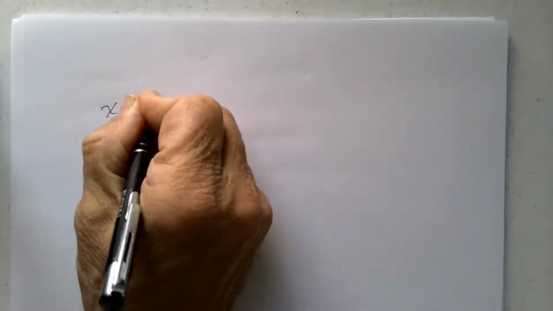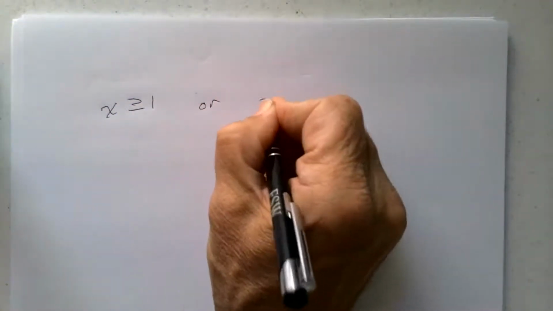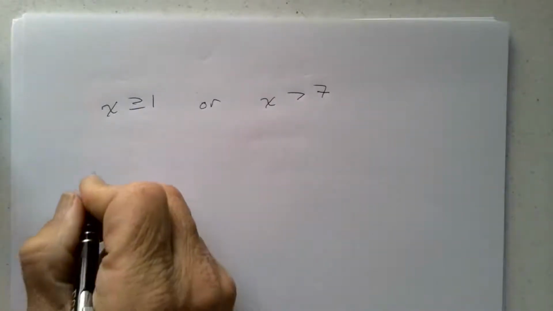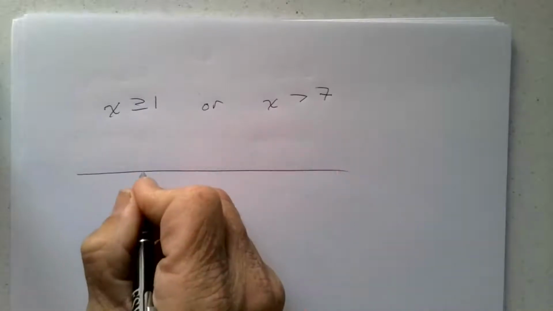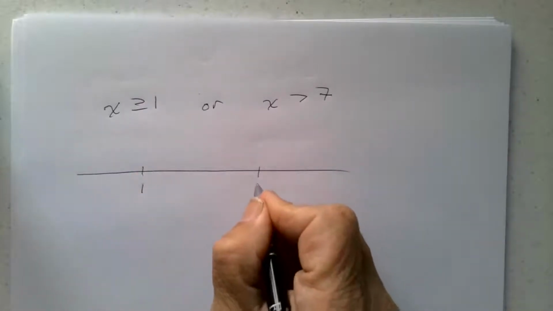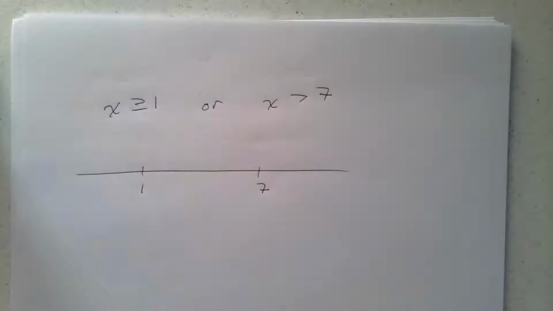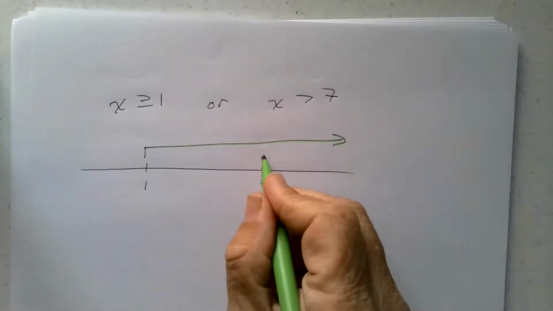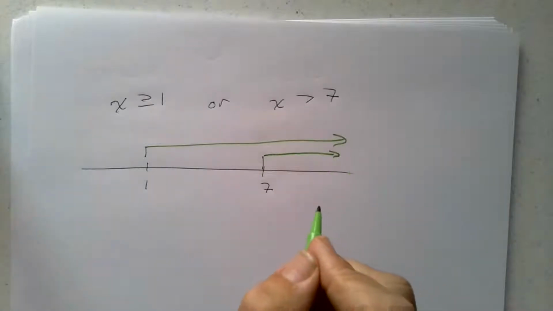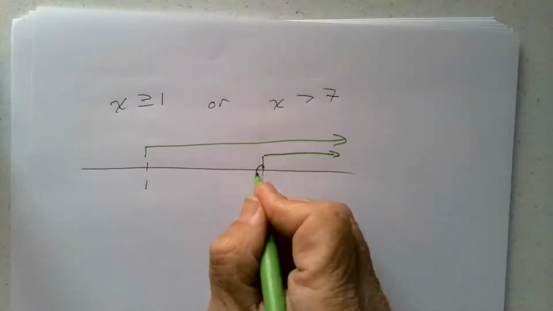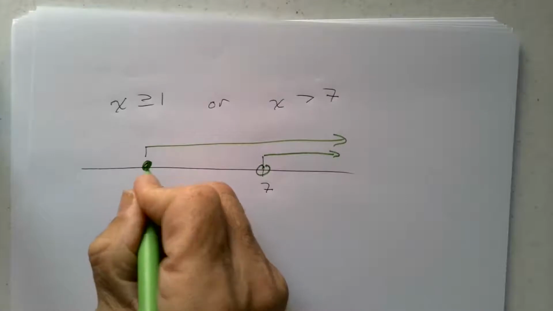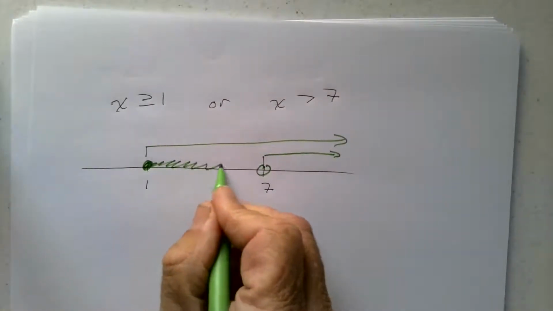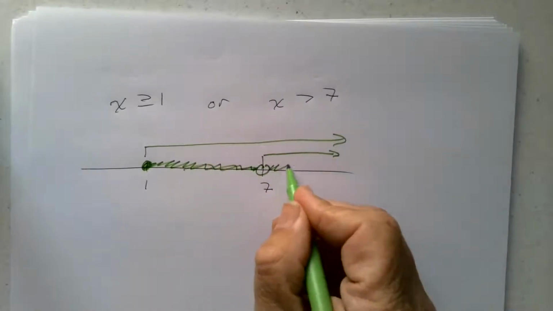x is greater or equal 1 or x is greater than 7, what's that going to be? Here's 1. Here's 7. X is greater or equal 1, which means we shade that way. X is greater than 7, which means we shade that way. So you might say this should be an open circle. This should be a closed circle. You've got to be in one set or the other or both. So this is in one set. This is in the other.